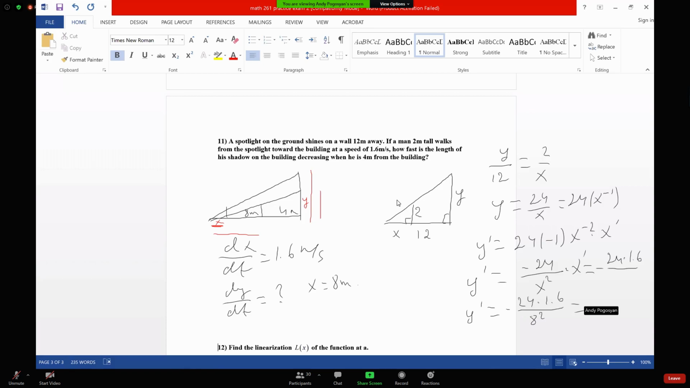So whatever you get will be, so what is it? Negative 0.6? Let me check. Yes. Okay, 0.6 meters per second. So it's decreasing. So the length of his shadow is decreasing at the rate of 0.6 meters per second. It decreases at that rate.